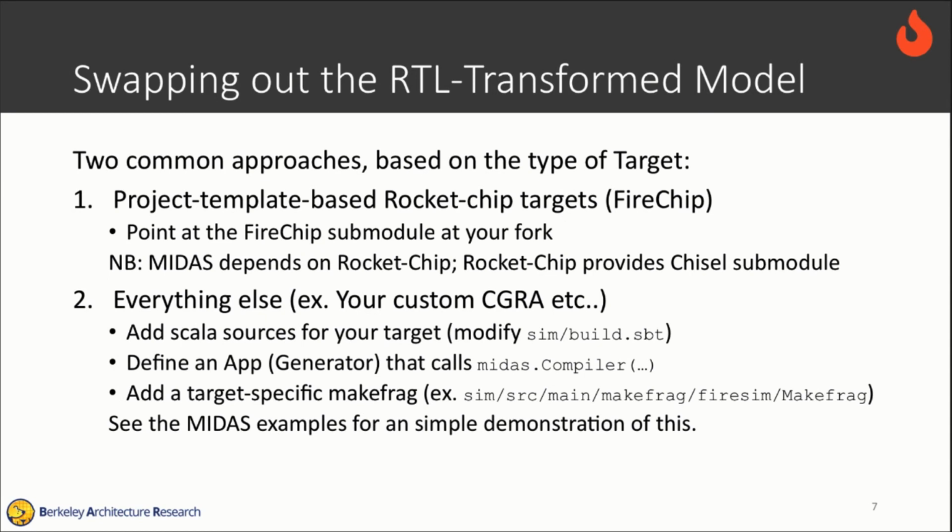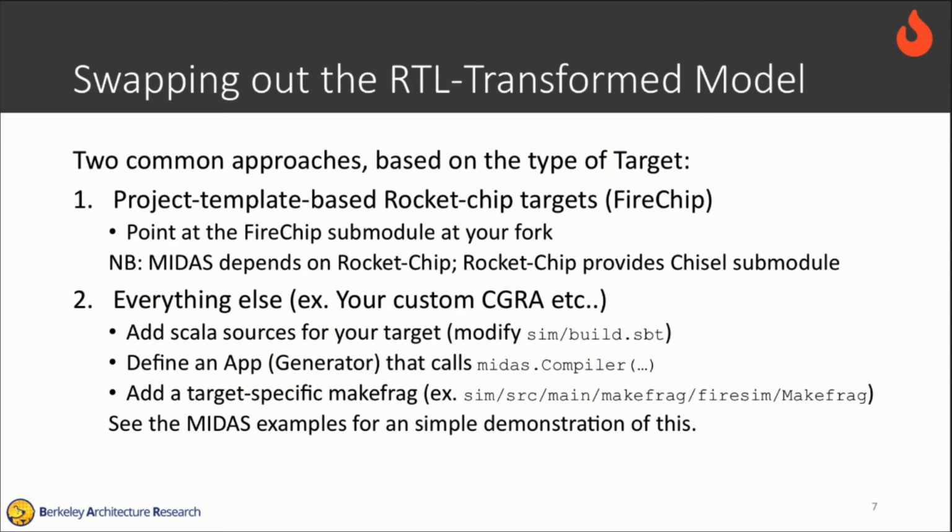Okay. So if you want to do something more aggressive, maybe you have your own generator. There are 2 common approaches to replacing that green node altogether. If you have something based off Rocketship, the easiest way is to fork FireChip and then replace the submodule in FireSim with a submodule that points at your fork. You can also submodule FireSim into your chip project.